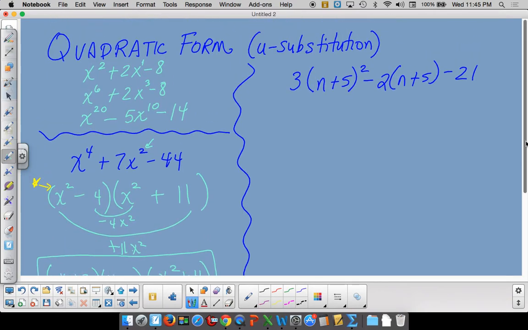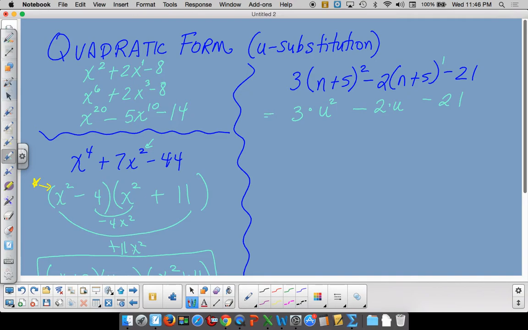Okay, this last one we're going to do, this is the U-substitution thing. This is in what we call quadratic form. I have something squared, something to the first power, and a constant. What the book suggests you do is that you make that whole quantity, rather than a quantity, just make that u squared. And so n plus 5 over here is just u minus 21. I don't know why mathematicians like the letter u for substitution, but we use it a lot.